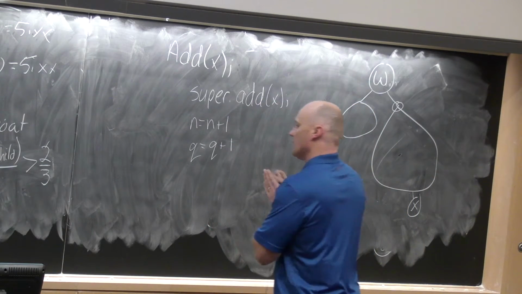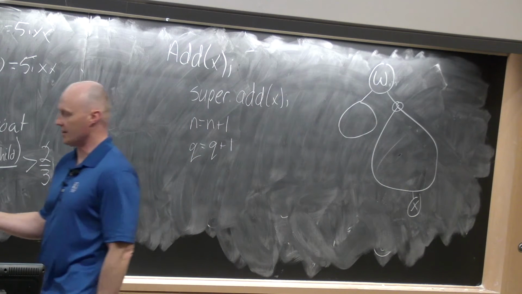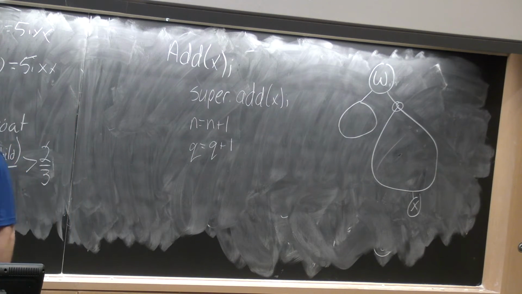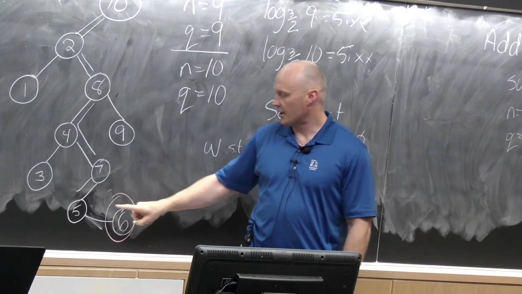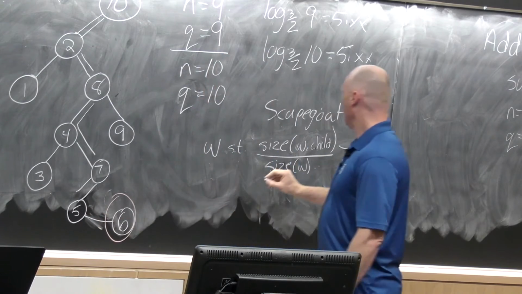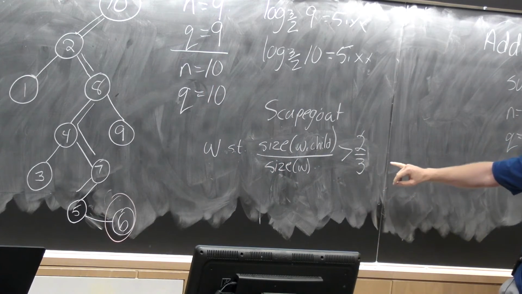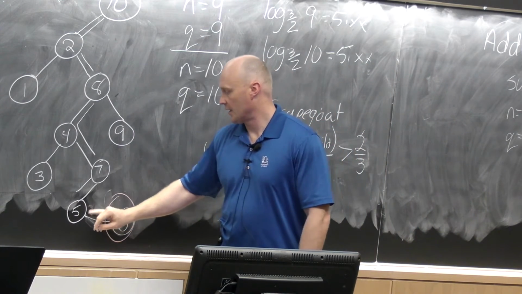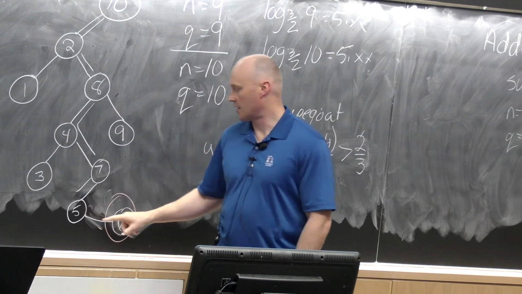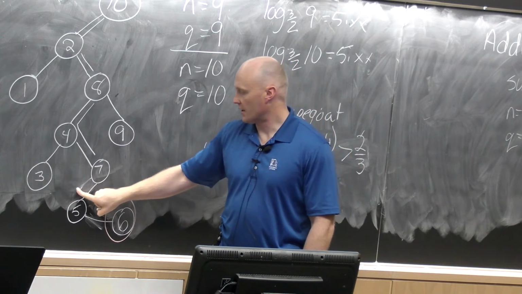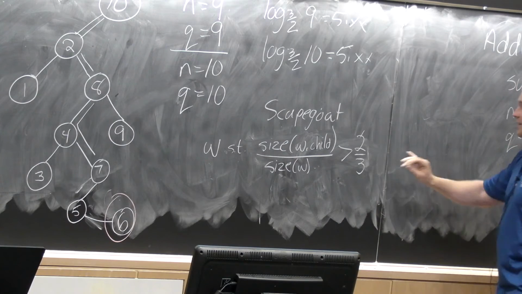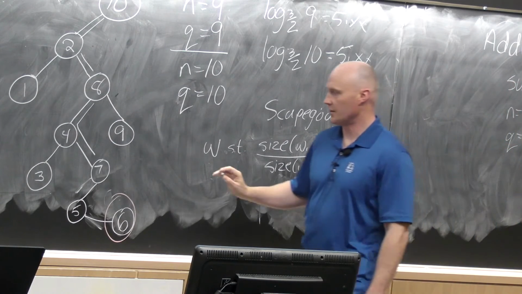So how do we find this guy? Well, we just go up and keep comparing these sizes. In this case, we start at 6. We look at our parent 5. The size of 6 is 1. The size of 5 is 2. It gives us a ratio of 1/2, which is less than 2/3. So that guy's okay. Next we go to 5. Our size is 2. The size of 7 is 3. Now that's exactly 2/3, so that's still okay because we want greater than 2/3.